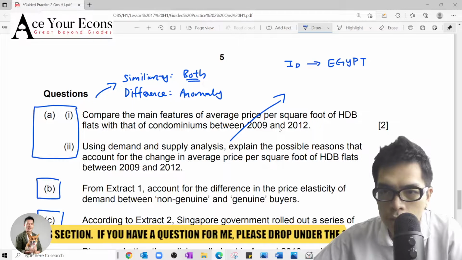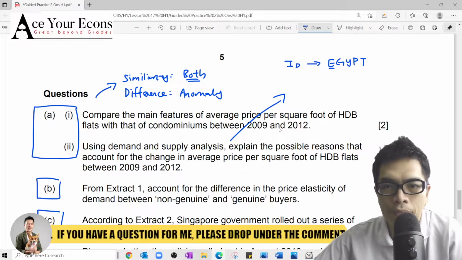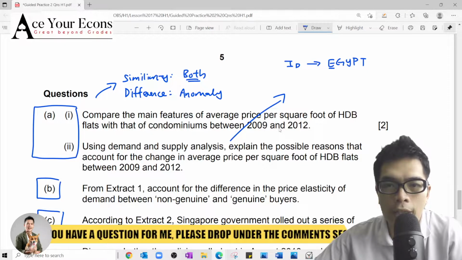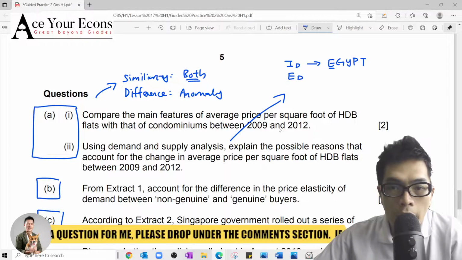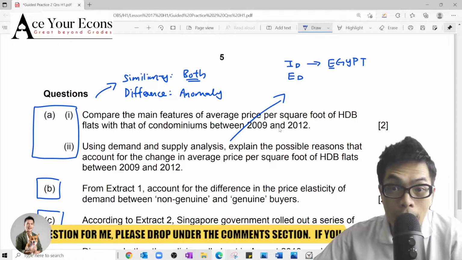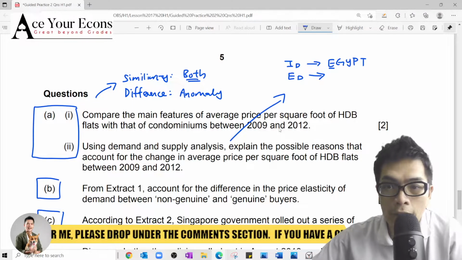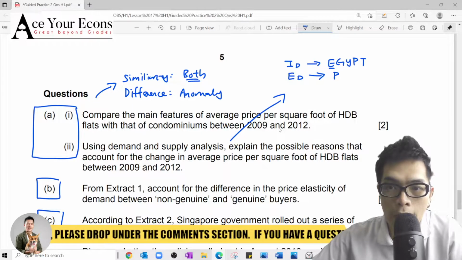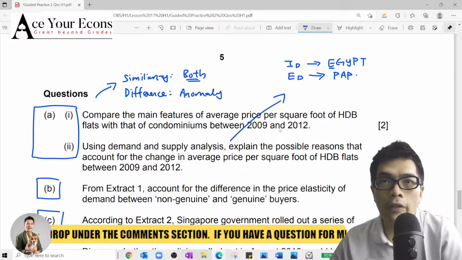Okay, so in this case, E could be there, but it depends on how you explain that. Just now I think I gave you guys an answer already, right? I put identify the demand factor, ID. So you can pick this. Explain the demand factor, you got to use the price adjustment process. A simplified one will do. I've covered this many times.